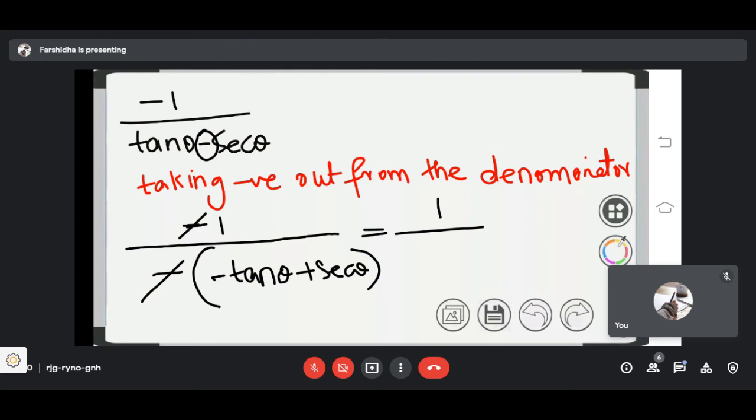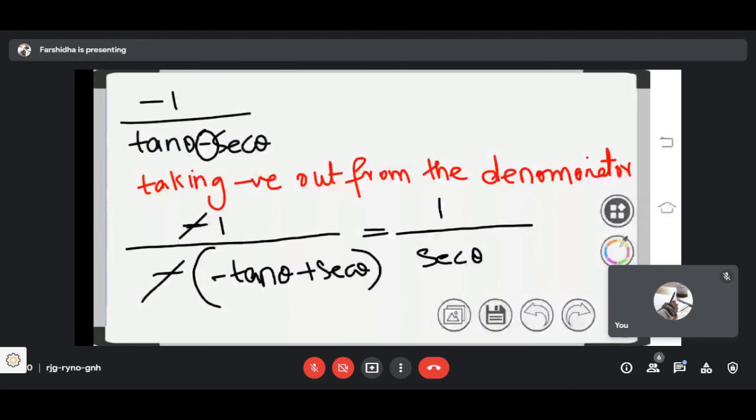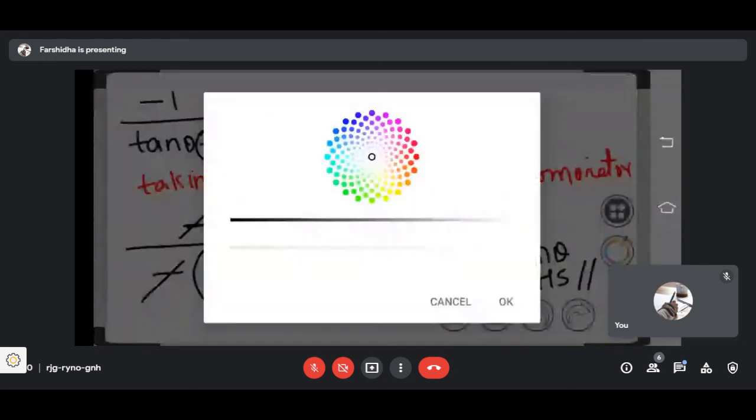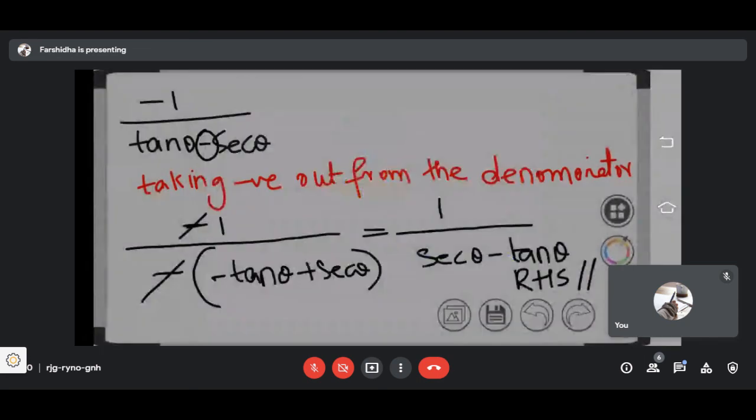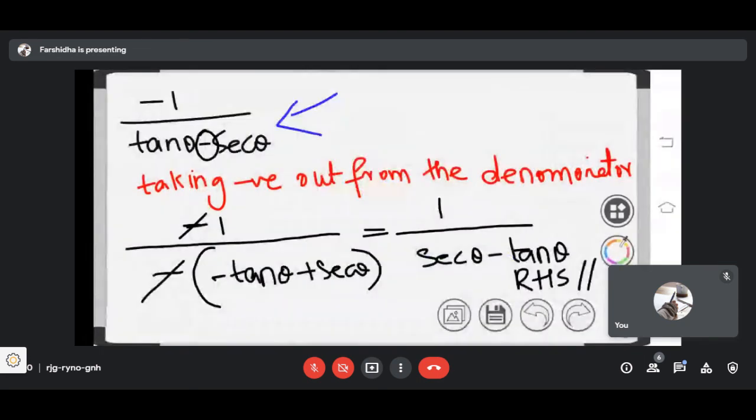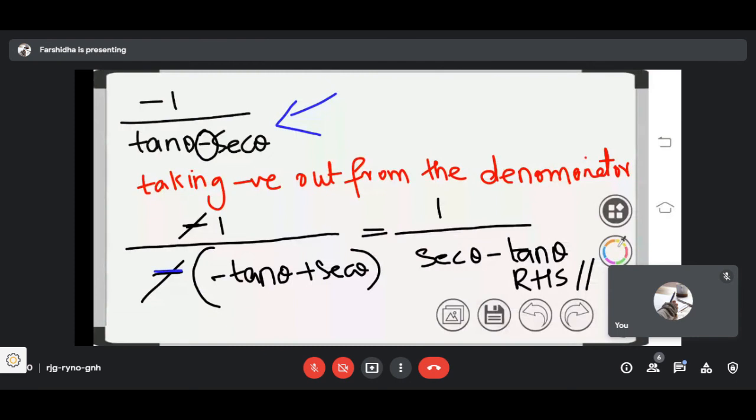Minus tan theta plus sec theta. This is your RHS, right? LHS equal to RHS, hence proved. From here I have taken negative outside so that the signs change. So minus sec theta will become plus sec theta, tan theta will become minus tan theta. So negative outside the brackets got cancelled, and what is remaining? 1 by sec theta minus tan theta, which is equal to RHS. Hence we proved.